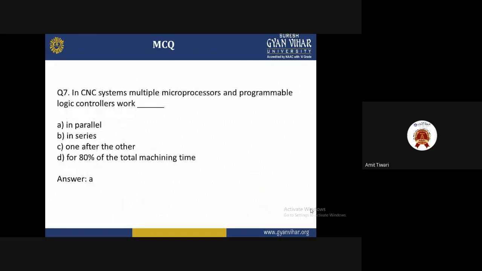Seventh question: in the CNC machine tool system, multiple processors and programmable logic control work how? The options are in parallel, in series, one after the other, and 80% of the total machine time. The answer is in parallel. So we can say that in the CNC system, multiple processors and programmable logic control work in parallel mode.